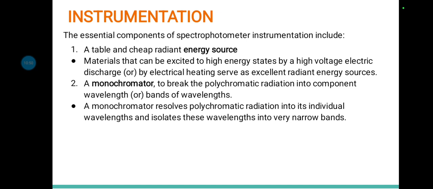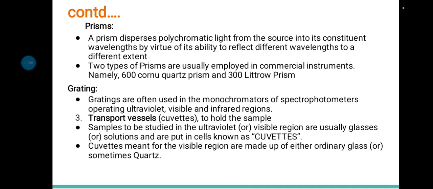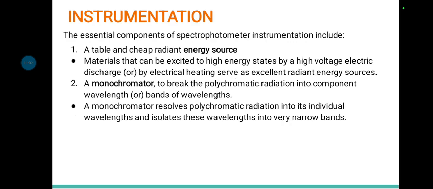Now, instrumentation. Essential components of spectrophotometer instrumentation include an energy source, then a monochromator, prisms, gratings. So before that, the energy source: materials that can be excited to a high energy state by a high voltage electric discharge or by electrical heating serve as external energy sources. A monochromator breaks the polychromatic radiation into component wavelengths or bands of wavelengths. A monochromator resolves polychromatic radiation into its individual wavelengths and isolates these wavelengths into very narrow bands.